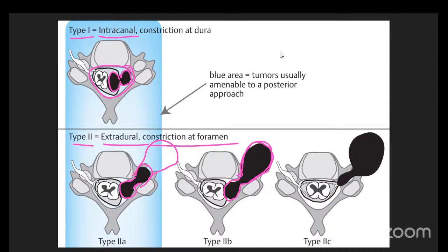Type 2C is there is no intracanalicular portion now. There is only a foraminal portion and a paraspinal portion. So when we come back to it, let me see. Type 2A, intracanalicular and foraminal. Type 2B, intracanalicular, foraminal, paraspinal. Type 2C, foraminal, paraspinal. We move on to the next one.